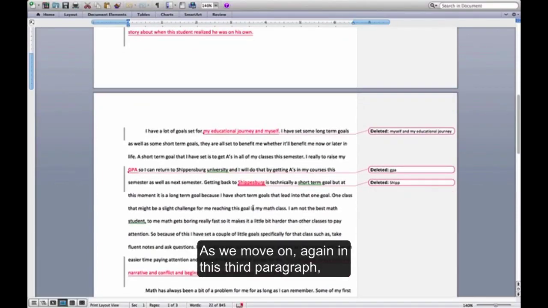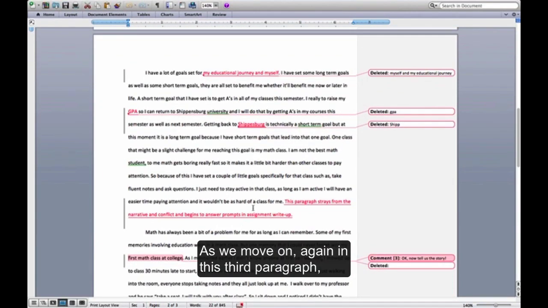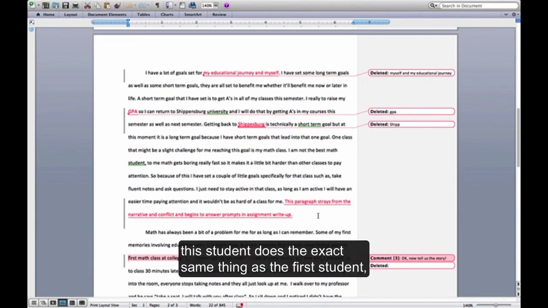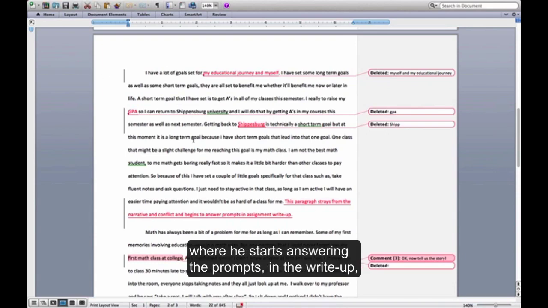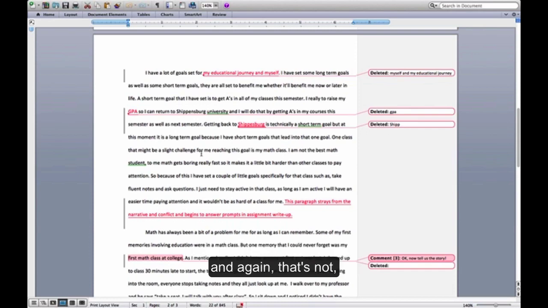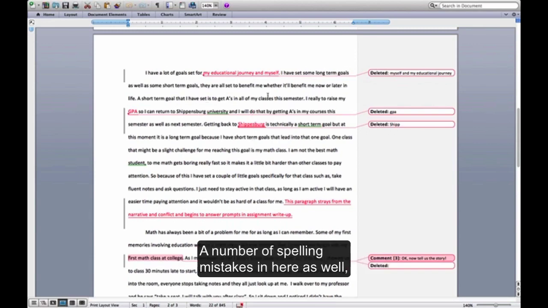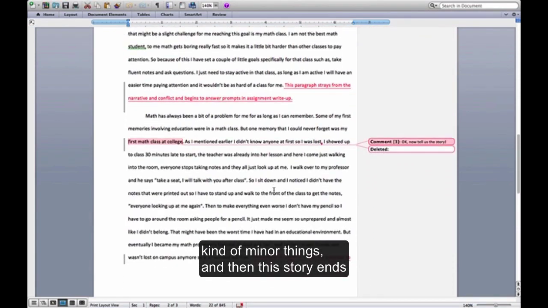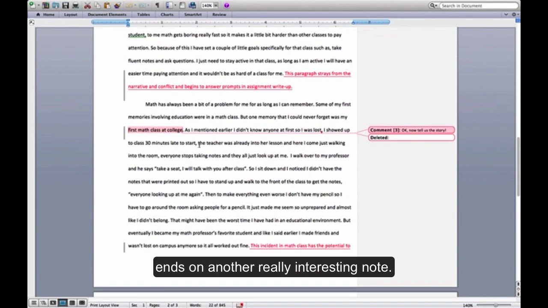As we move on, again in this third paragraph, this student does the exact same thing as the first student, where he starts answering the prompts in the write-up. And again, that's not what those prompts are for. A number of spelling mistakes in here as well, kind of minor things. And then this essay ends on another really interesting note.